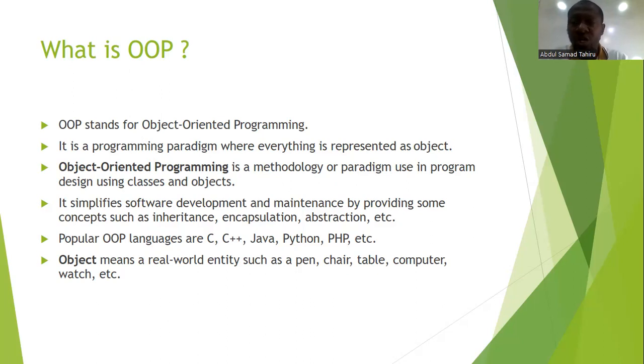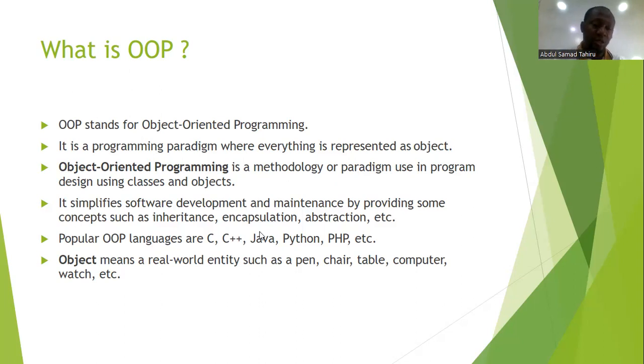In object-oriented programming, we make use of the idea of objects. We represent every idea as an object. So object-oriented programming is a paradigm where everything is represented as objects, or we can say it's a methodology or paradigm where you make use of classes and objects in program design, or in the making of programs.